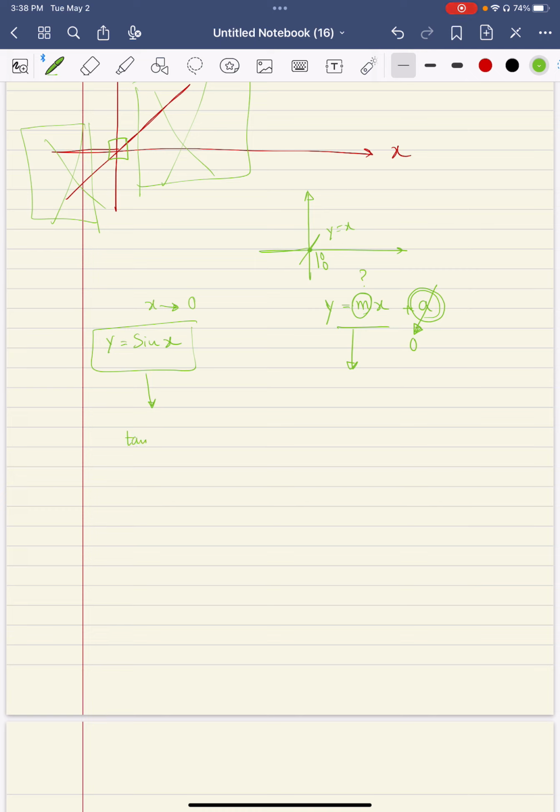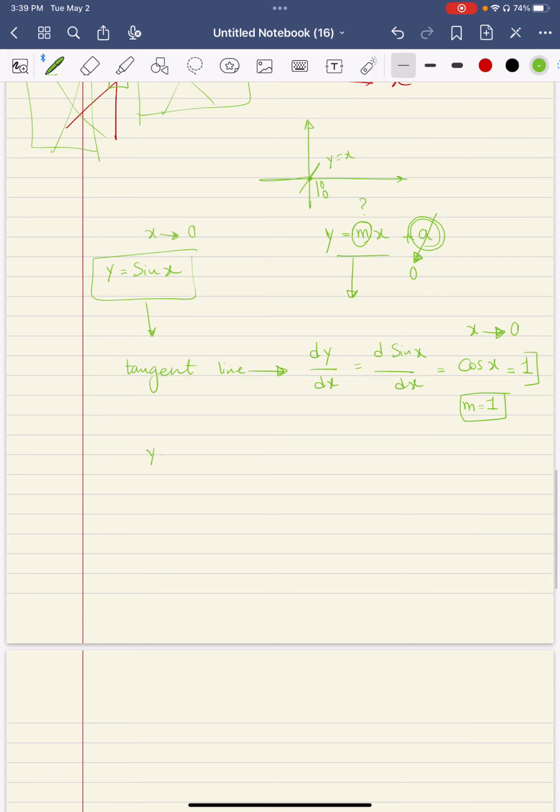To find the tangent line, you have to find the derivative of sine x. What is the derivative of sine x? It is cosine x, right? And when your x is close to 0, your tangent line would be equal to 1. So your m is equal to 1. So your line, which was something like this, we know the m right now. So it would be y equals x plus a.